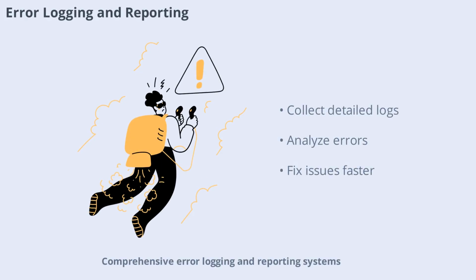Comprehensive error logging and reporting systems help you diagnose compatibility issues quickly. Collect detailed logs from all app versions and analyze them to identify patterns and root causes. This enables faster fixes and more stable updates.